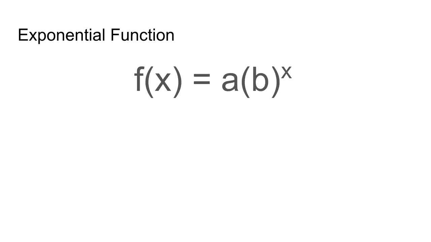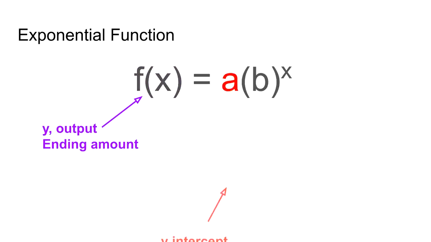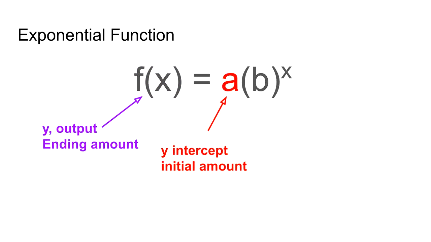Like any function that's written in function notation, if we have f of x, that's going to be the output, or y. It also could be the ending amount, and so when we're talking about word problems, very often this is what we're going to end up with. And then the next part is going to be the y-intercept, that's where x equals 0, or the initial amount. A lot of times in word problems, when we have an initial amount or some amount we start with, that's the number that's going to go there.